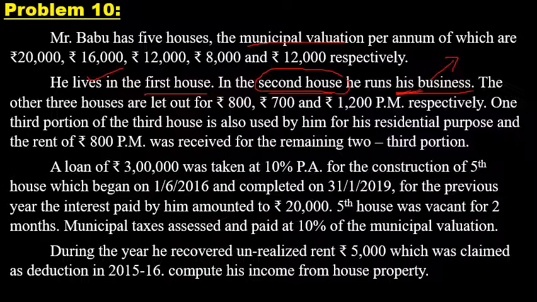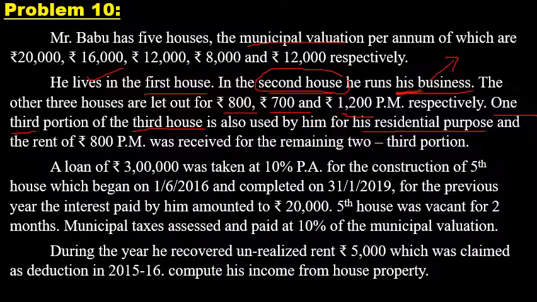Next point, the other 3 houses are let out at rupees 800, 700 and 1200 per month respectively. The remaining 3 houses were let out for rupees 800, 700 and 1200 respectively. Next point, 1/3 portion of the third house is also used by him for his residential purpose.